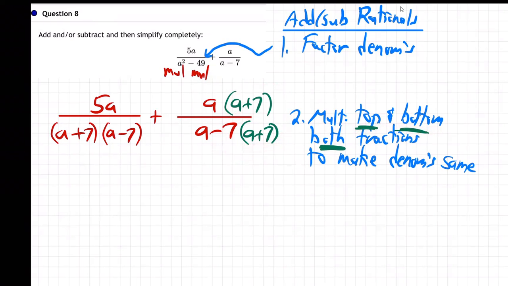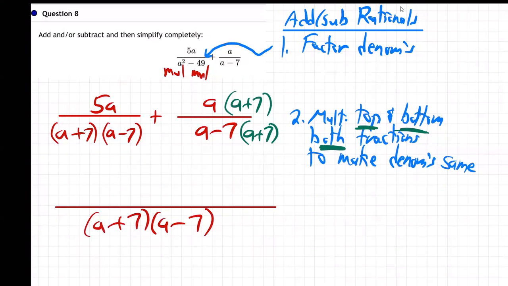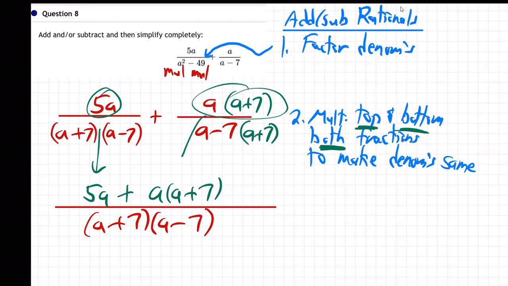Okay, so now they have the same denominator, so I don't need two of them. I can just make one big fraction. They have common denominator. Okay, so now bring down the tops here. I'll just change it over here. Make this 5a plus, and then this is a, there's a plus 7, right? Bring that down.